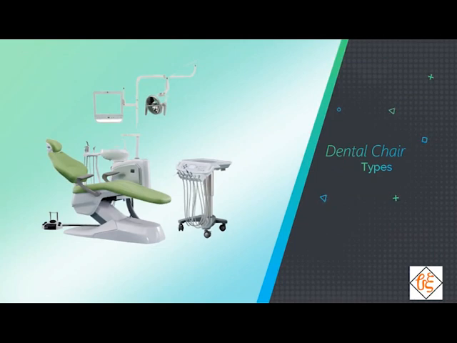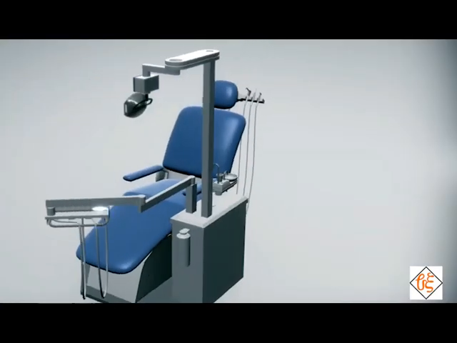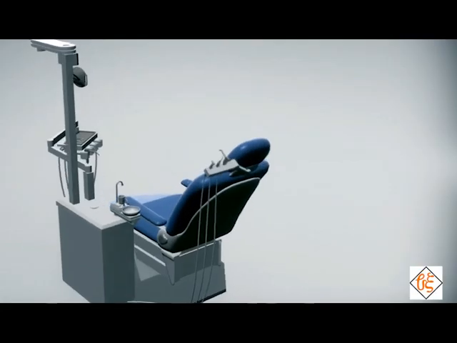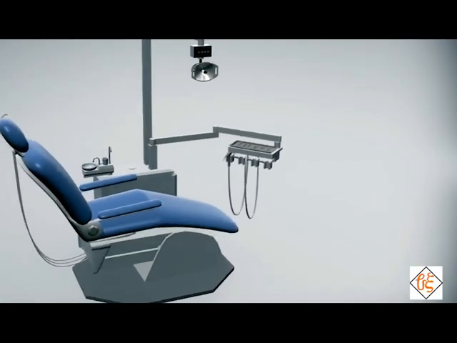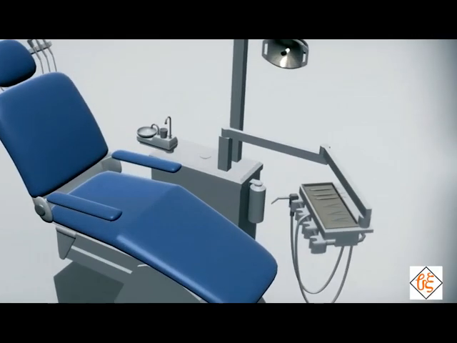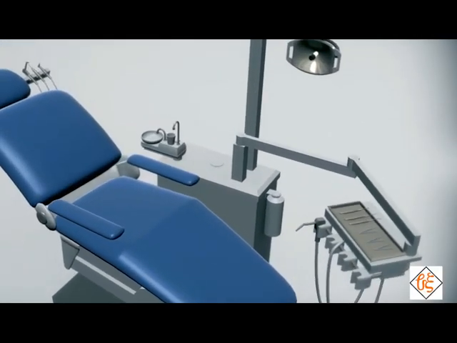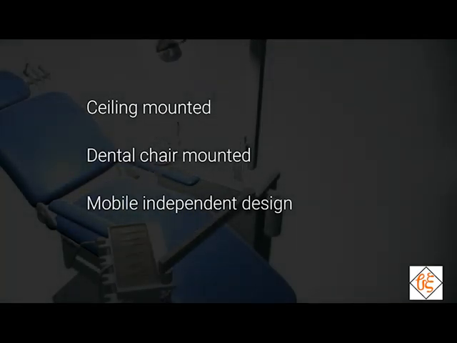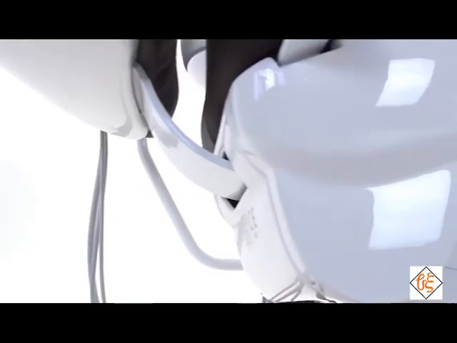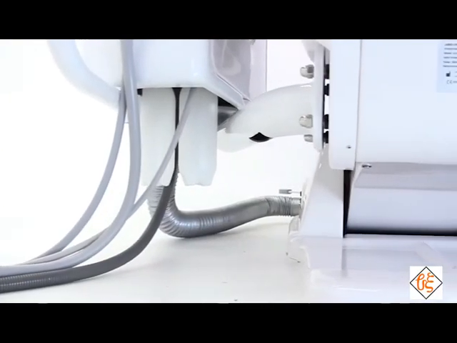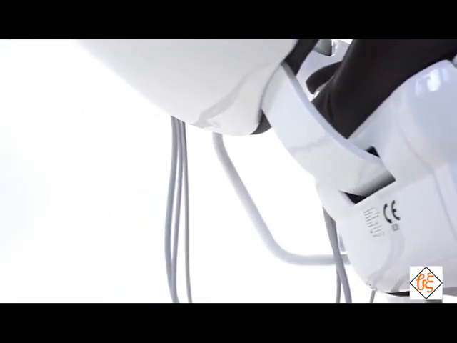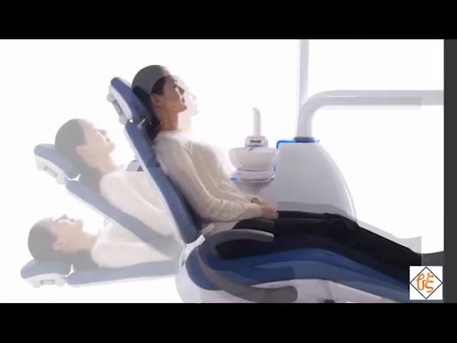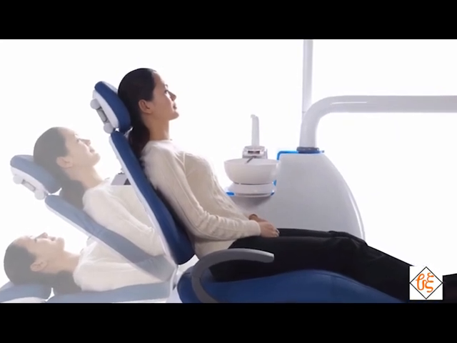Now let's look into types of dental chairs. While Dr. John Naughton's design of the chair became what we more or less use these days, technological advancements have elaborated the same design into 3 new types. While there can be different attachments to the chairs, the design is usually of 3 main types: ceiling-mounted, dental chair-mounted, and mobile independent design. The ceiling-mounted design dental chair is a type of dentist's office furniture that mounts to the ceiling. All attachments, as the name suggests, are built into the ceiling and the chair is situated beneath these attachments.